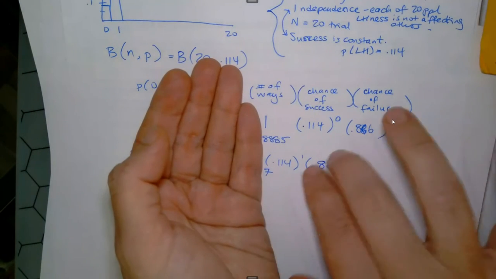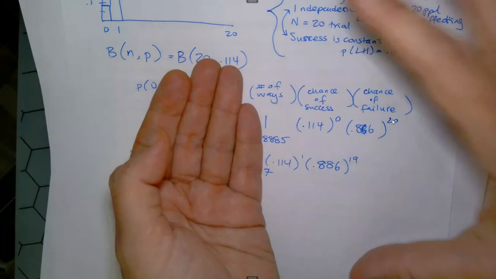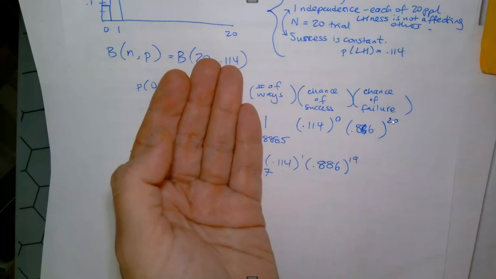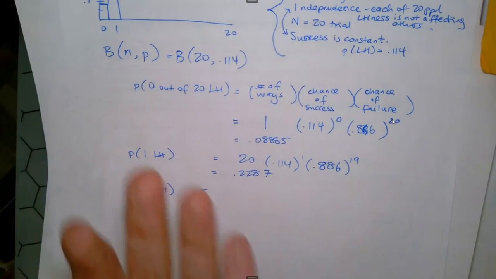And the probability is the same, but there are so many ways to do it, you have to add them all up. So you're multiplying by how many ways there are. Really important, a lot of people forget this part.